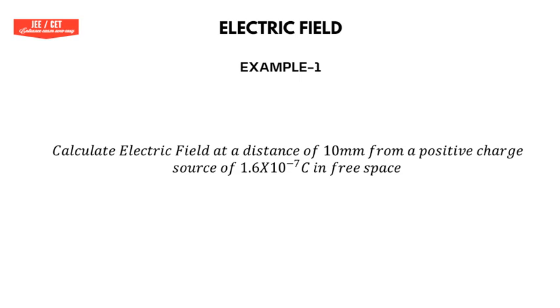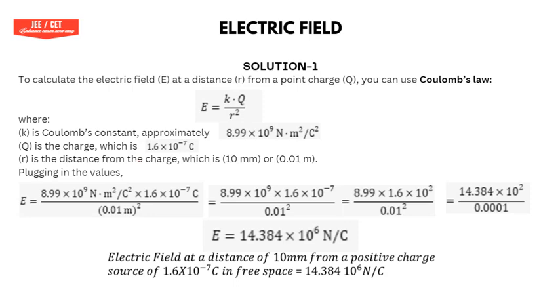As an example, we shall calculate the electric field at a distance of 10 mm from a positive charge source of 1.6 × 10 to the power minus 7 coulomb in free space. According to Coulomb's law, electric field E equals kq by r square, where k is the Coulomb's constant of free space, q equal to source charge and r equal to distance from the source charge. Plugging in the values, you will get electric field E equals 14.384 × 10 to the power 6 newton per coulomb.